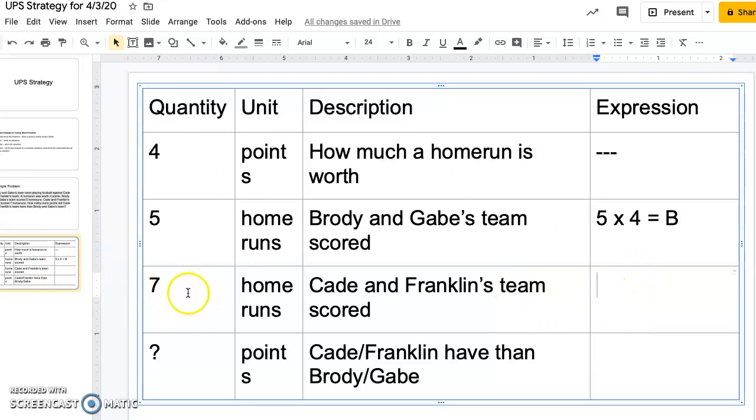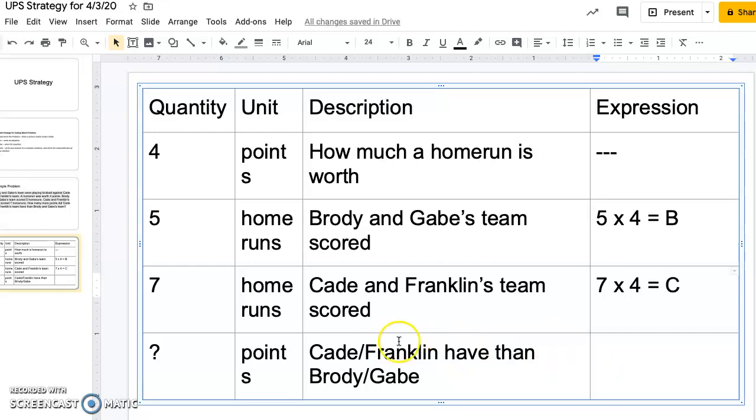Okay, what about this one? Could we do Cade and Franklin's team scored 7 home runs? Could we do 7 home runs times, what's a home run worth? 4 points equals, can we do C for Cade?